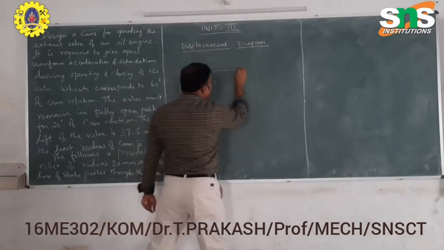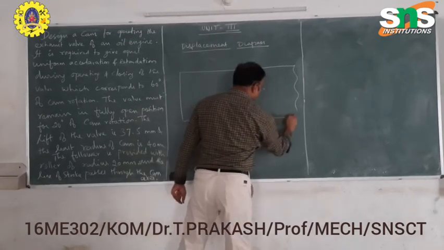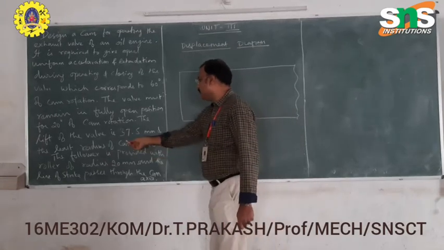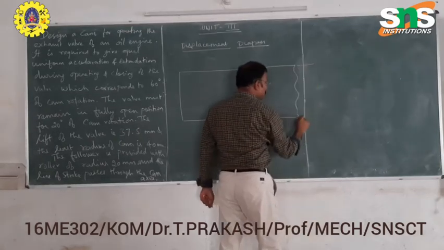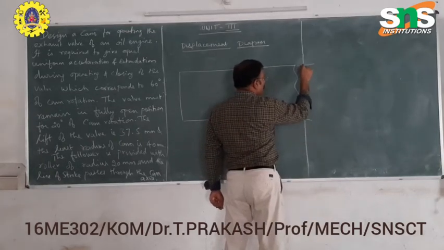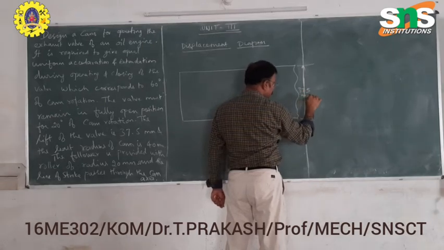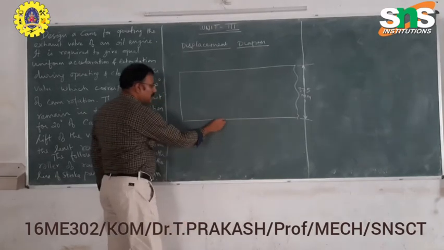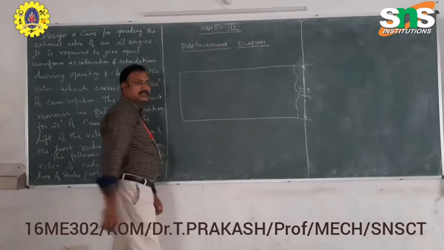The height of the displacement diagram is our stroke length. The stroke length is given as 37.5 mm, the lift of the follower. The outward stroke is 60 degrees, the return stroke is 60 degrees, and the dwell period is 20 degrees.